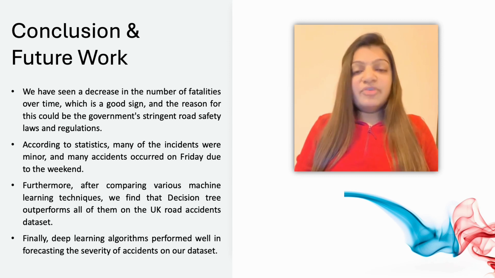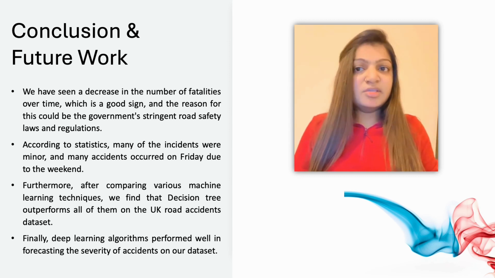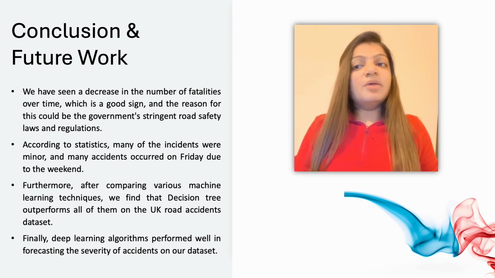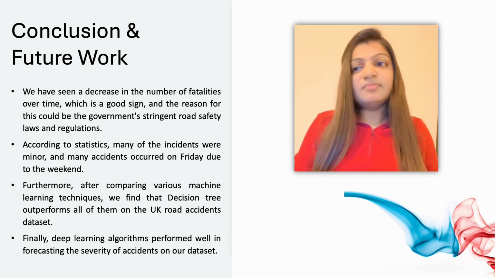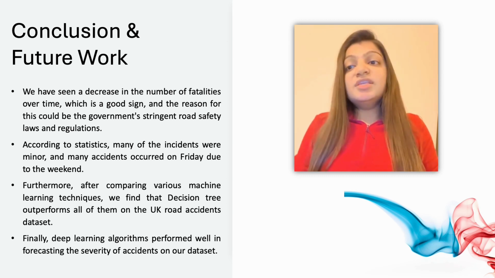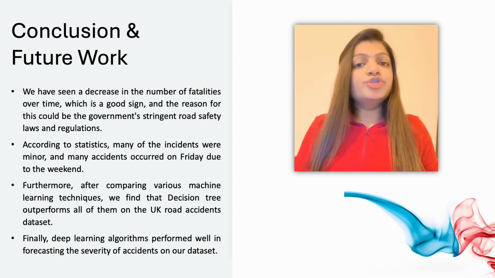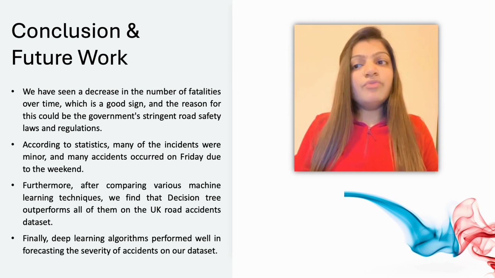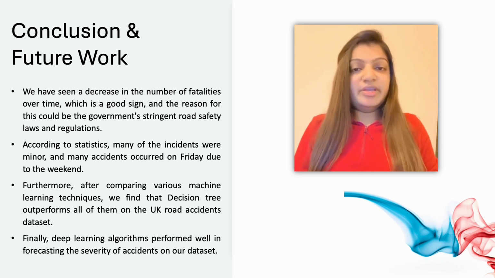Furthermore, after comparing different machine learning techniques, we determined that the decision tree outperforms them all on the UK road accidents dataset. Finally, the results of the deep learning algorithms showed significance in forecasting the severity of accidents on our dataset.